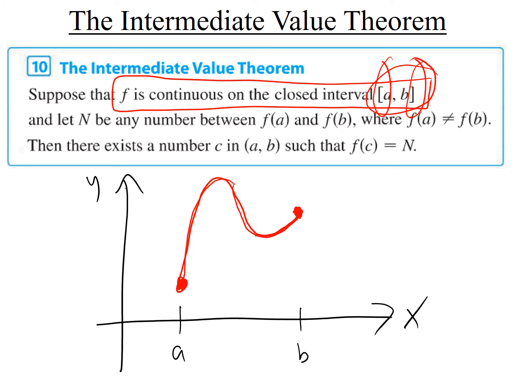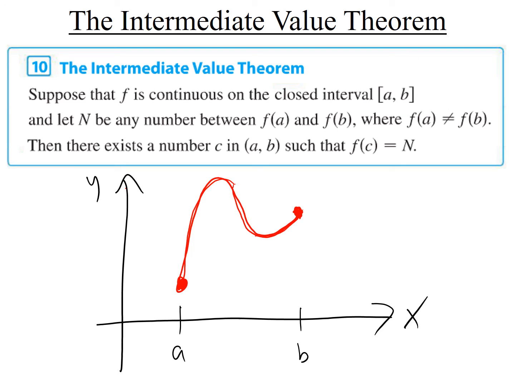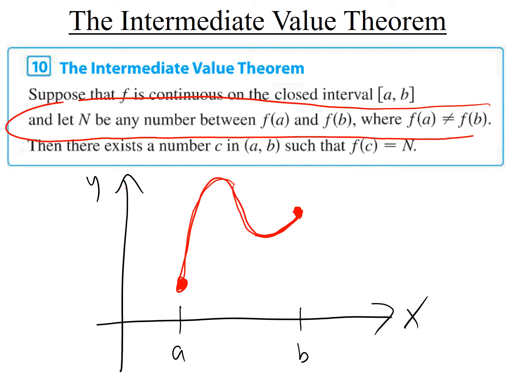If you look over here, the second sentence has to do with outputs. It says f of A is an output, right? You plug in A to the function, you get f of A, that's an output. This is another output. And N is a number between. So think of all these numbers as on the y-axis, or think of them as outputs. So if you have a number between these two outputs, that's what the second sentence says.